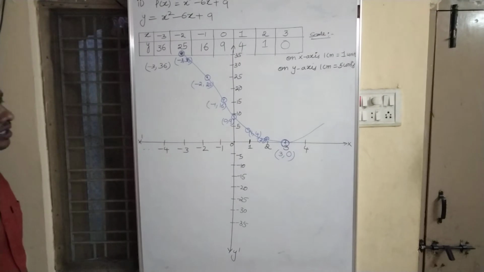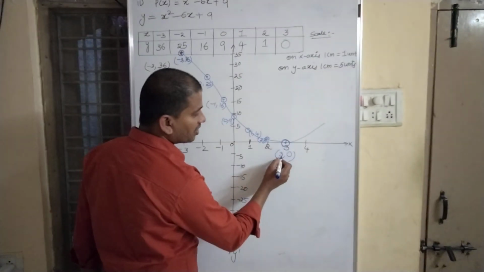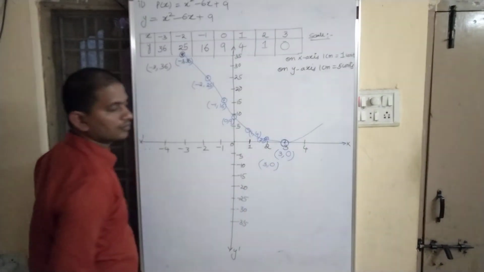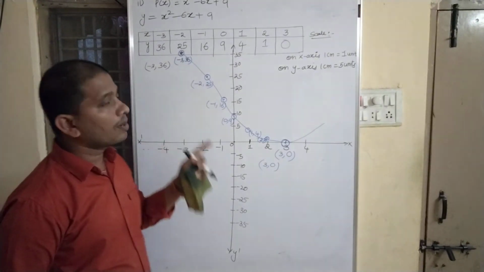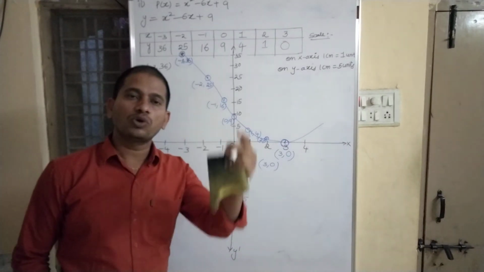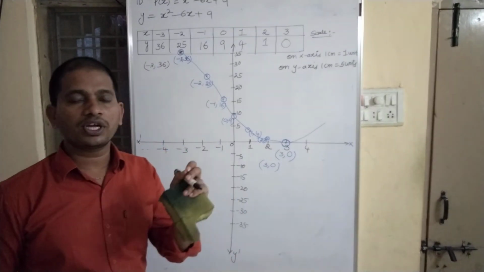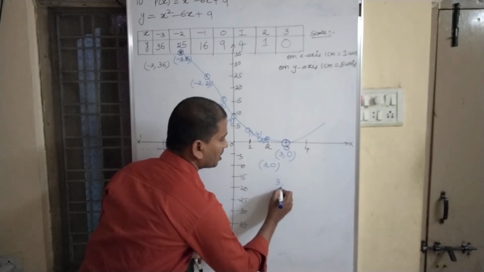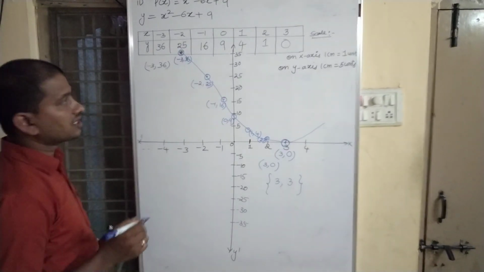This graph is intersecting the x-axis at the point 3 comma 0. For this polynomial the two zeros are the same, that is 3 and 3 only. Because it is a quadratic polynomial, we will get two zeros, and the two zeros are same, that is 3 comma 3.